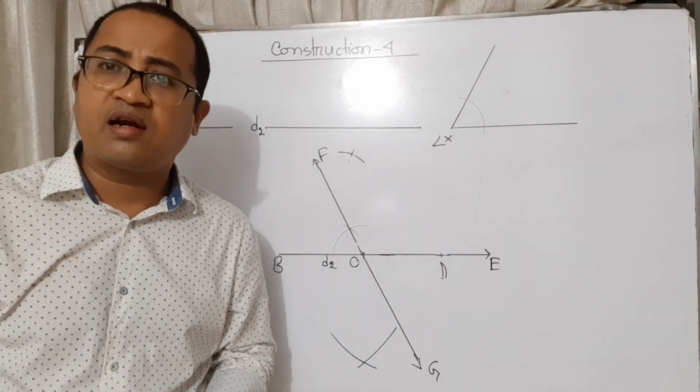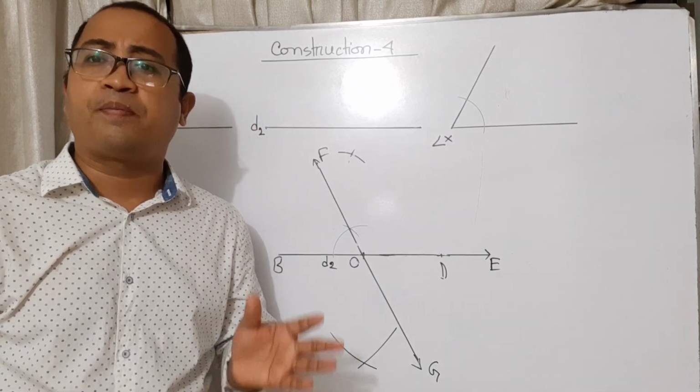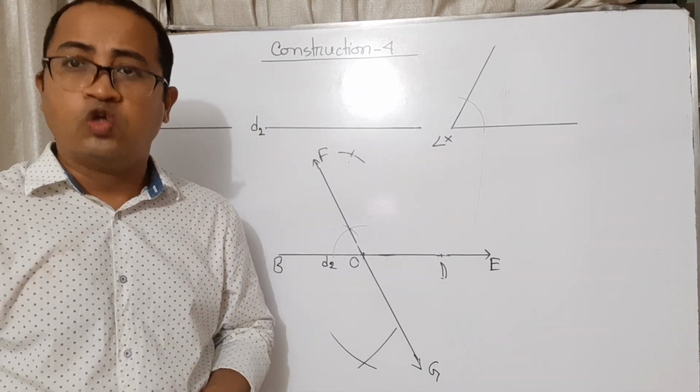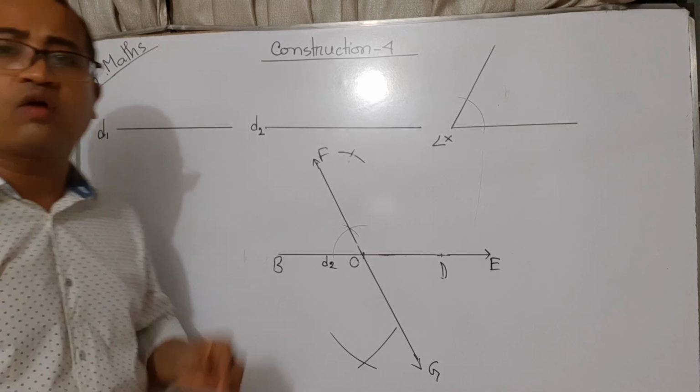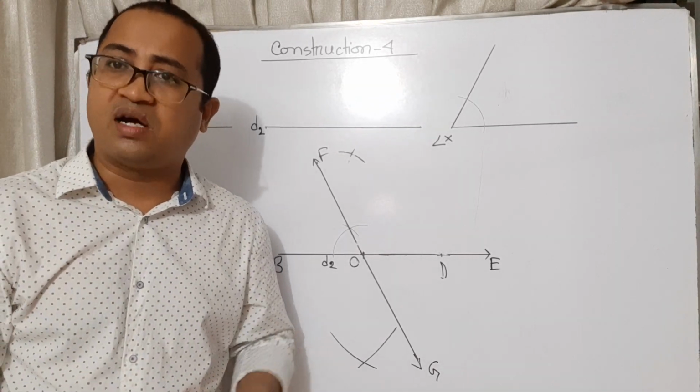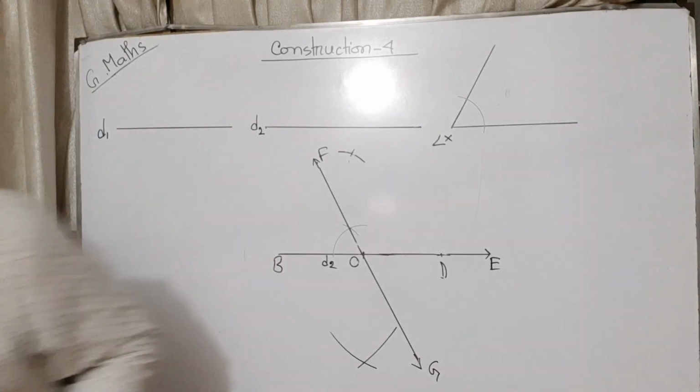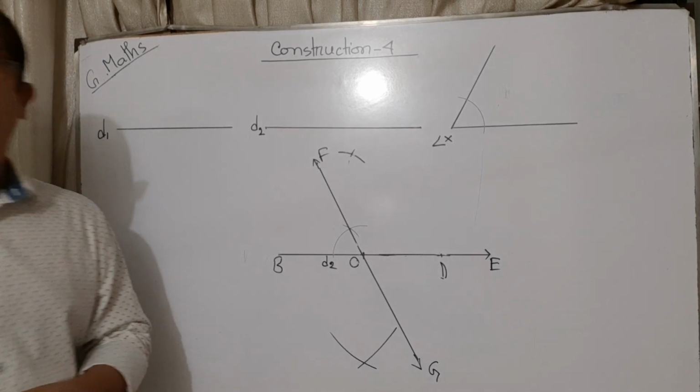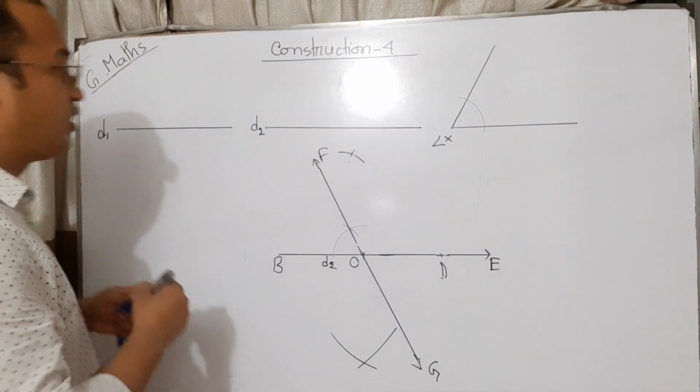But earlier I told you the diagonals of a parallelogram bisect each other. So we need to bisect diagonal 1. Already I have shown how to bisect the diagonal. Look again.